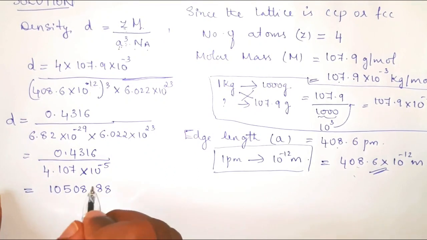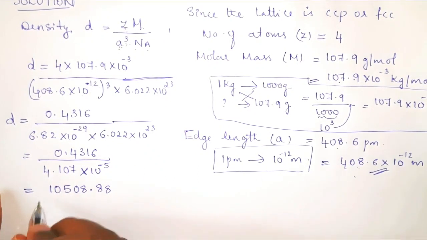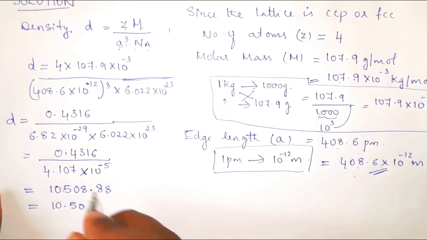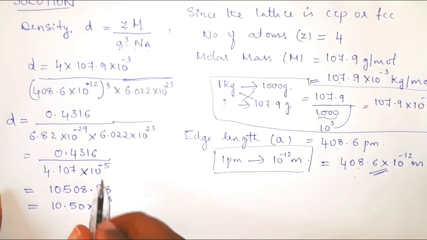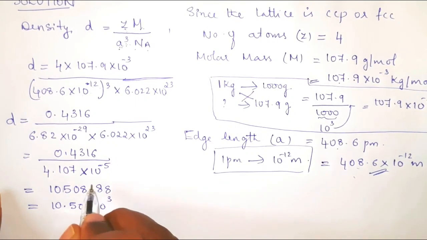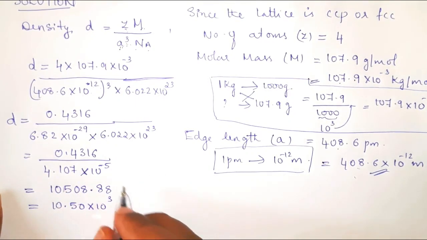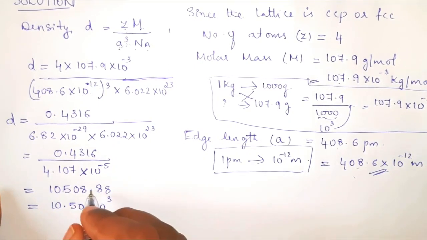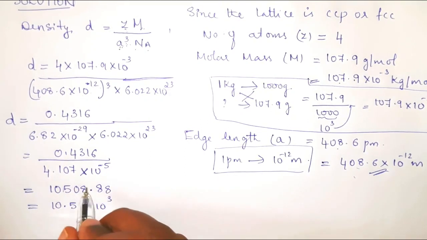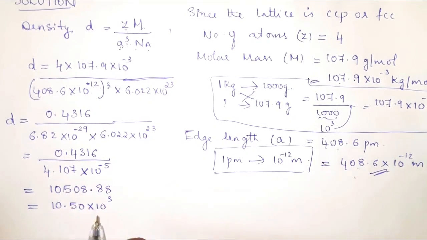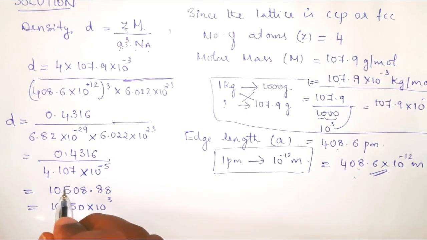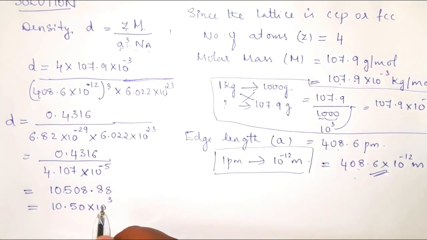Now we need to change the decimal. So take it as 10.50. This decimal moves 1, 2, 3 positions, so it is 10 to the power 3. Since we are changing the decimal to the left side, it is a positive value. If it is to the right side, it is a negative value. Since we are changing the decimal to the left side, it is positive.